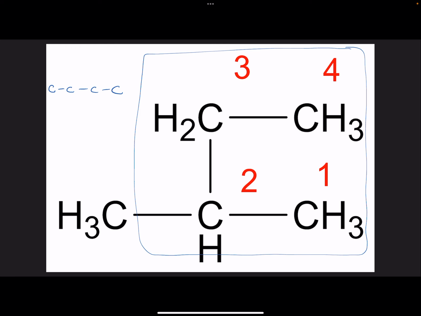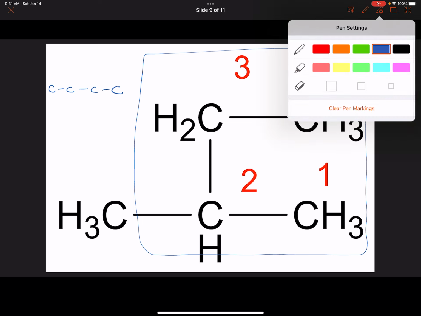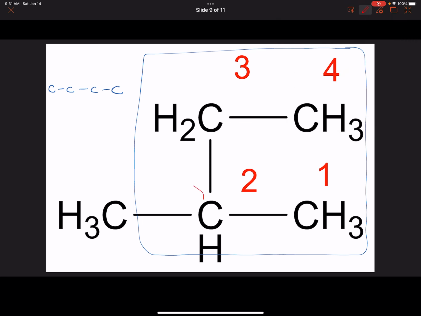What we're looking at here is now having a branch on carbon 2. So that CH3 group we pulled off of the end, we have placed it on this 2nd carbon. And then we would fill in our hydrogens.